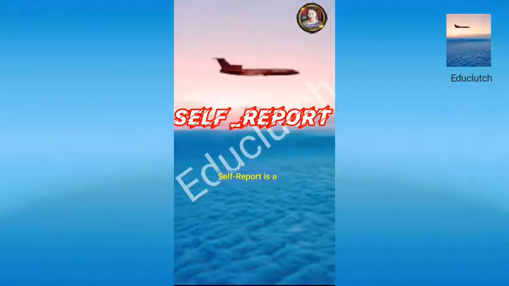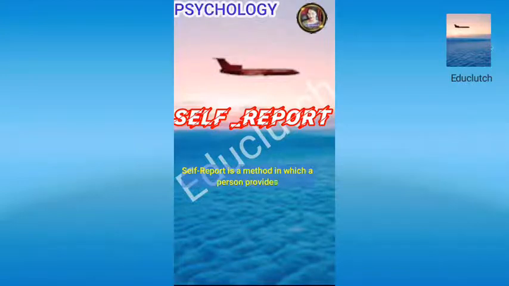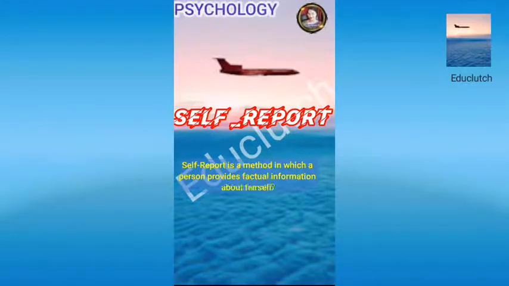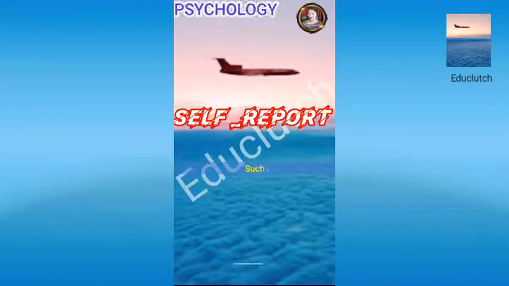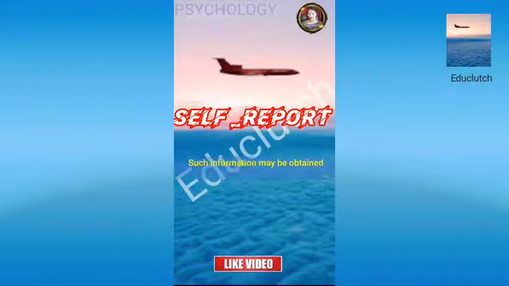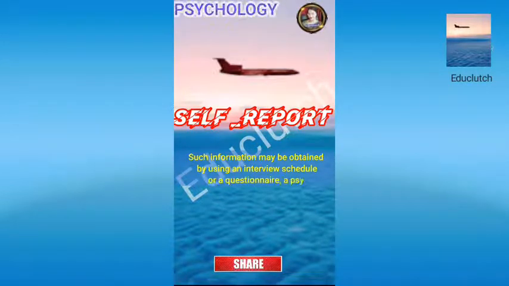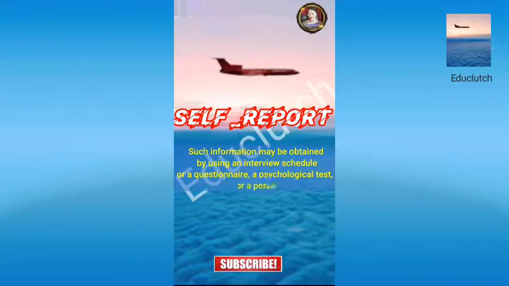Self-report is a method in which a person provides factual information about himself or herself or the opinions, beliefs, etc. that he or she holds. Such information may be obtained by using an interview schedule or a questionnaire or a psychological test or even a personal diary.